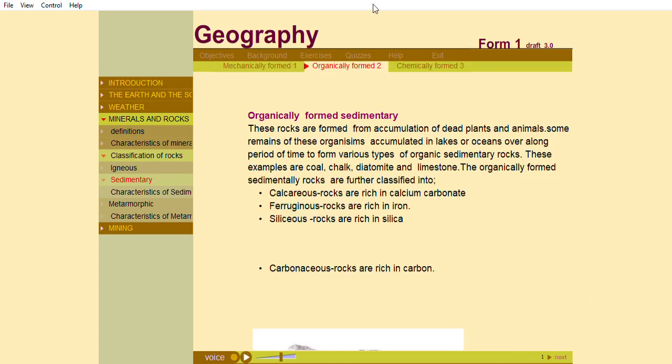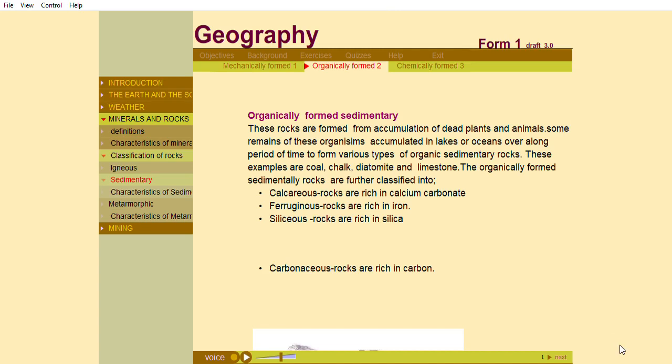Organically formed sedimentary rocks. These rocks are formed from accumulation of dead plants and animals. Some remains of these organisms are accumulated in lakes or oceans over a long period of time to form various types of organic sedimentary rocks. Examples are coal, chalk, diatomite, and limestone.